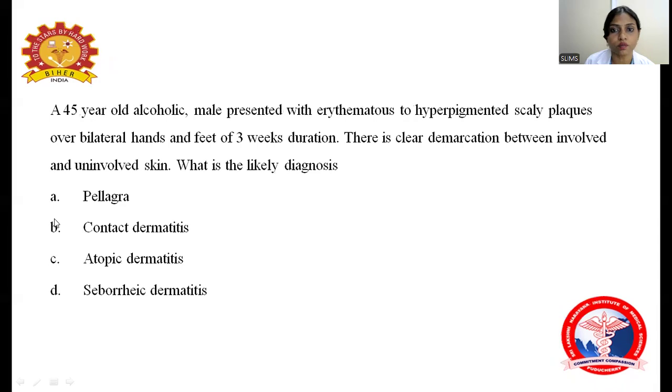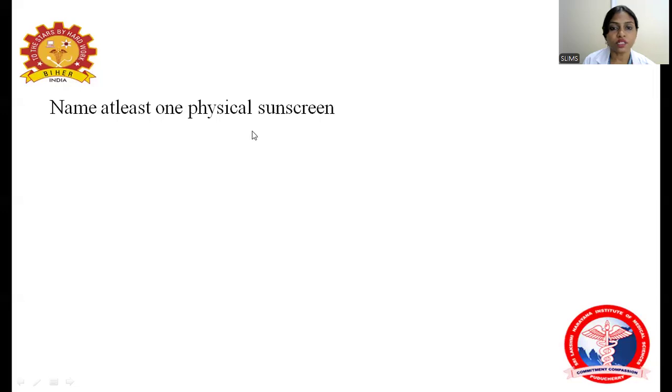UVC is carcinogenic. A 45-year-old alcoholic patient presenting with erythematous to hyperpigmented scaly plaques over the bilateral hands and feet of 3 weeks duration. There is a clear demarcation between the involved and uninvolved skin. What is the likely diagnosis? The diagnosis is pellagra. It is a nutritional dermatosis. Pellagra. Name of physical sunscreen: zinc oxide, titanium dioxide, ferric oxide.